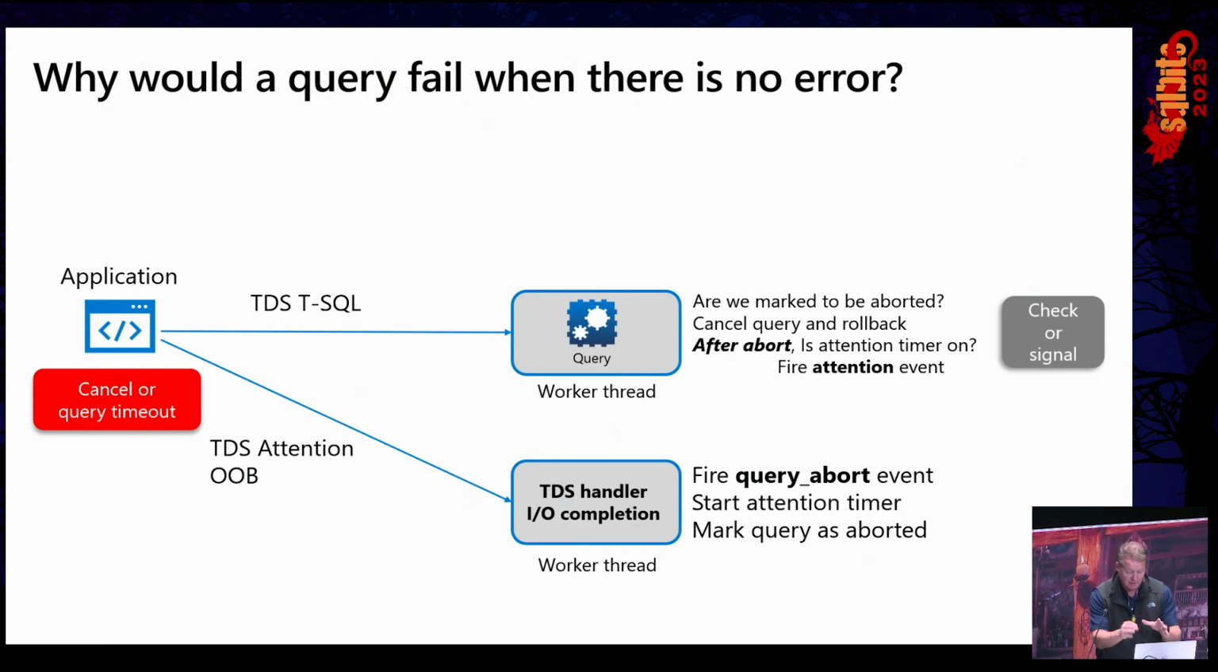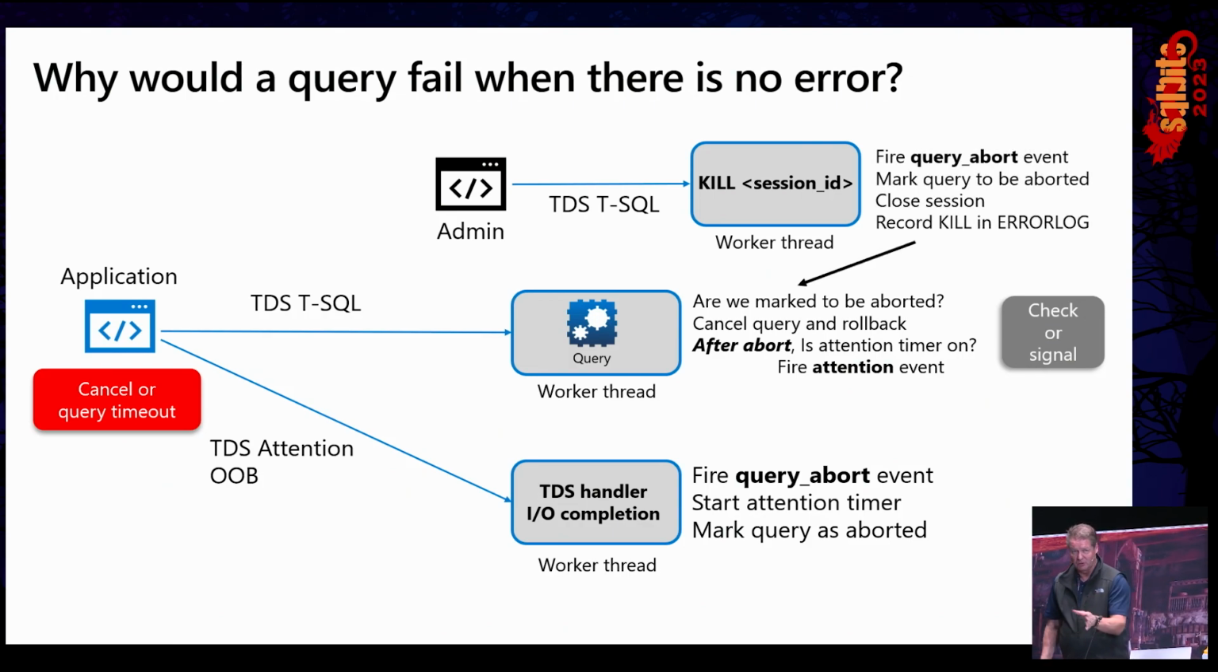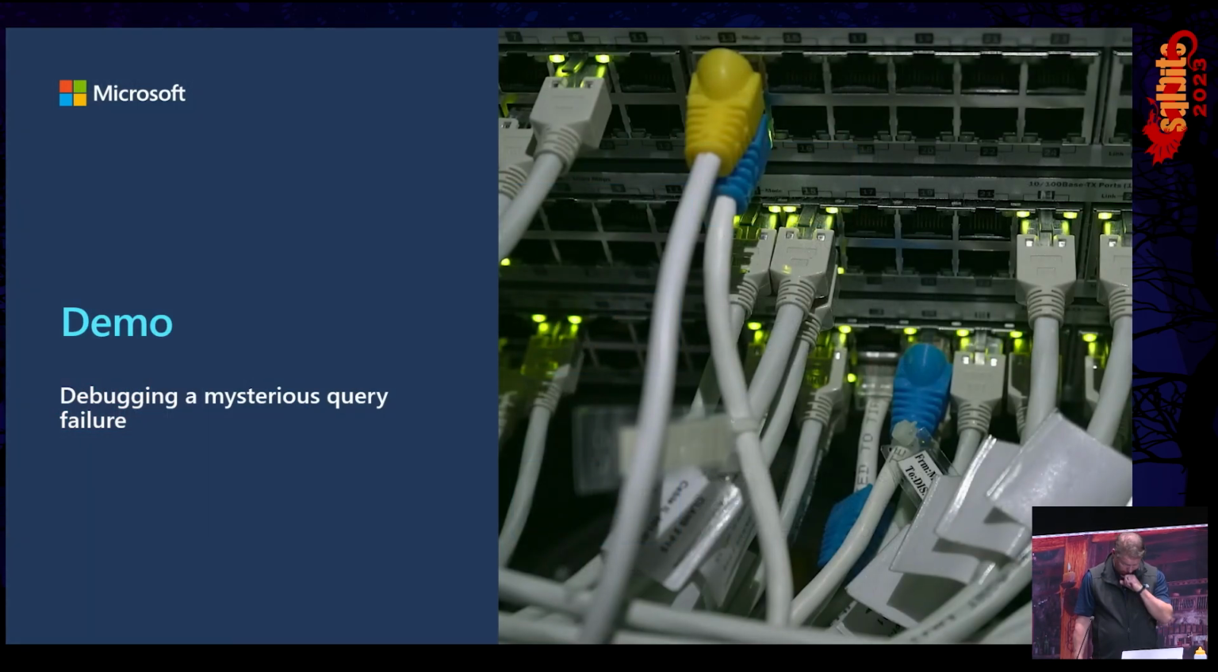So if you only look at the attention event, you know those are happening, but you have no idea what this query was actually doing. Was it a cancel? Was it a query timeout? Or did an administrator kill that session? Now, it is true that a kill shows up in the error log, but wouldn't it be nice to know when you killed a session or when a cancel or a query timeout occurred, what was it doing? Was it running a long query? What was the input buffer? Was it blocked? And that's exactly what Bob was attempting to go after, using this concept called a query abort X event. So let's go see it in action.